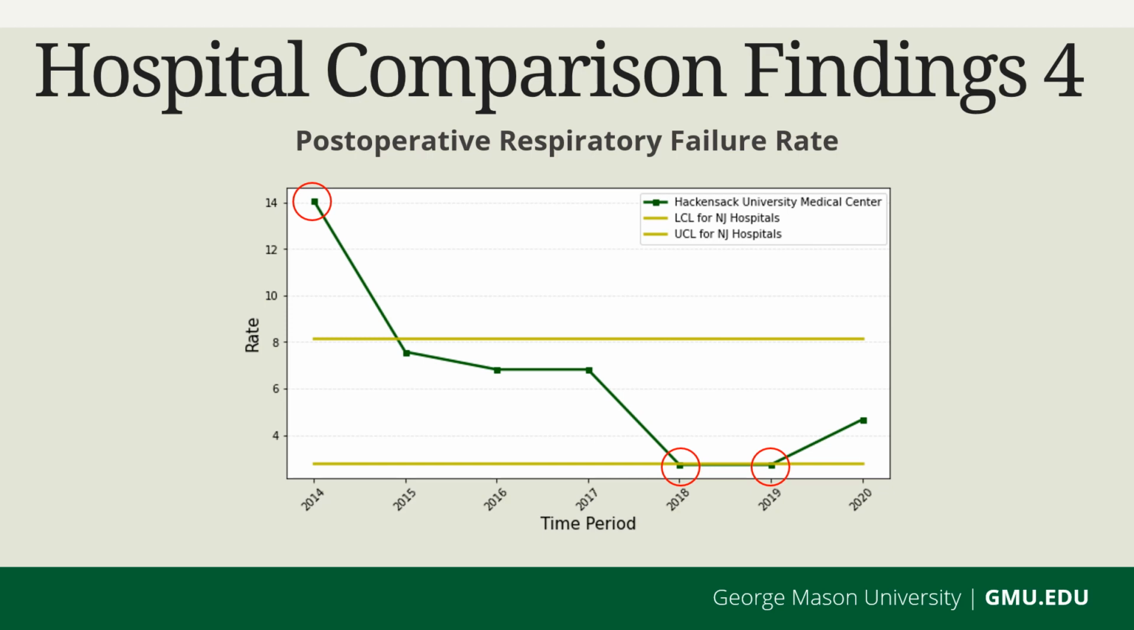This is the control chart for post-operative respiratory failure rate. It demonstrates a significant decrease from above the UCL to touching the LCL, followed by a gradual rise. The initial decrease signifies improvement, while the subsequent upward trend suggests a need for continued monitoring and potential intervention to maintain the positive momentum achieved in reducing post-operative respiratory failure rates.